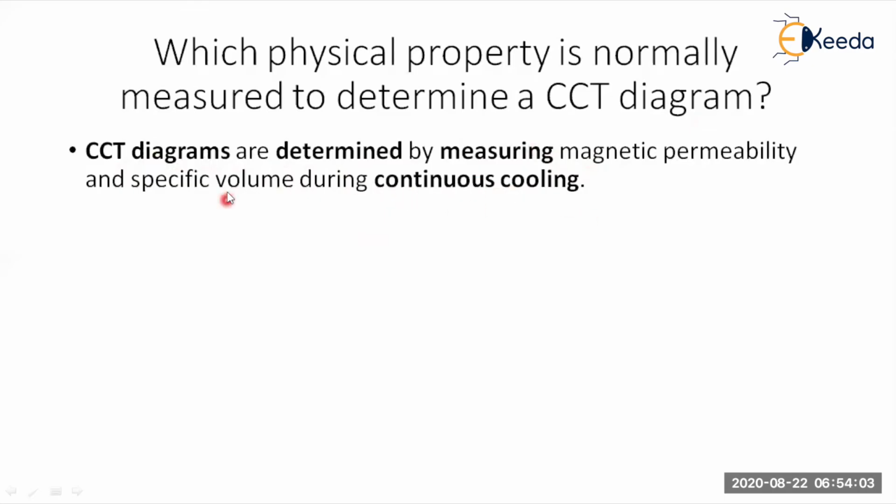Here we are not going to take the data at constant temperature. That is the main difference between the CCT diagram and the time temperature transformation diagram. In the time temperature transformation diagram, we take the data at constant temperature, but here we take the data with continuous cooling. That is the main difference between these two.